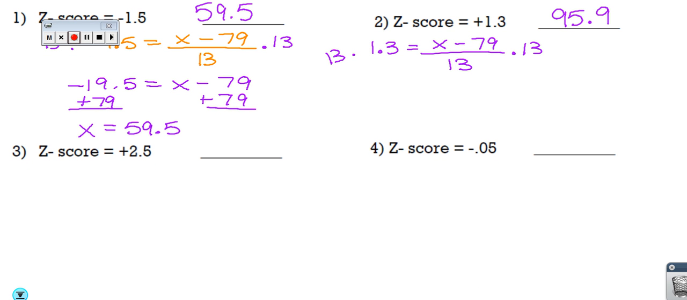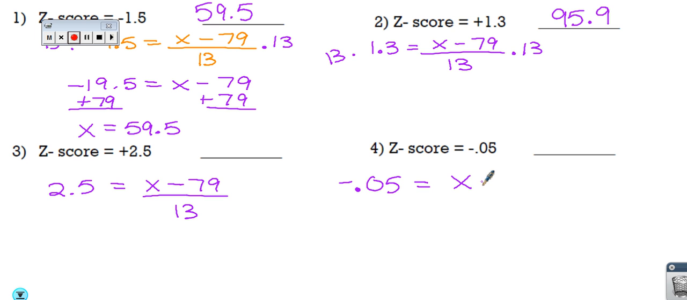When we have a z-score of 2.5, x minus 79 over 13. And I'll leave it like that so you can go ahead and solve. And the last one, I'll set it up for you. So negative 0.05 is equal to some data element we don't know, minus 79 over 13.